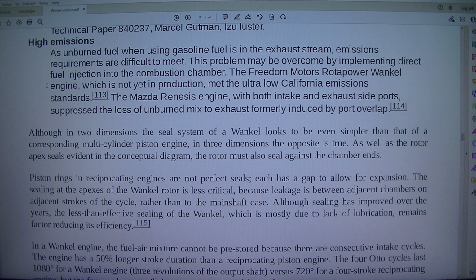113. The Mazda Renesis engine, with both intake and exhaust side ports, suppressed the loss of unburned mix to exhaust formerly induced by port overlap.